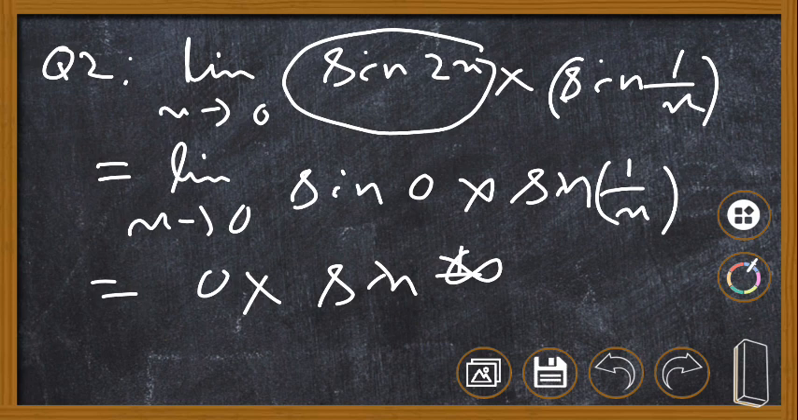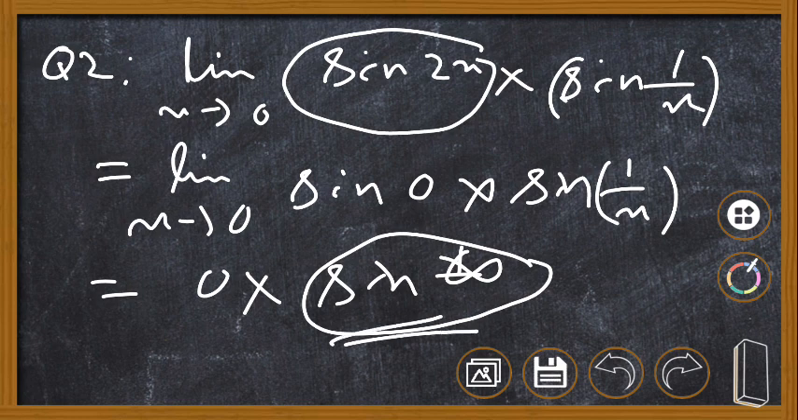Sine 0 value becomes 0, 0 into anything, that is sine 1 by x, which is sine of infinity. Sine of infinity will have a value ranging from minus 1 to plus 1. I repeat, sine of any angle, the value will be either from minus 1 or the highest value will be plus 1. So there is a real value for this. If this is a real value, then 0 into any real value will become 0. So this one will be the answer to this question, right? So the answer will be 0.